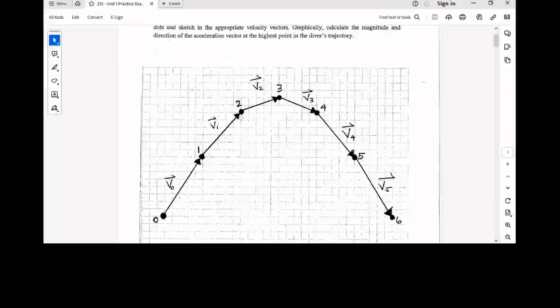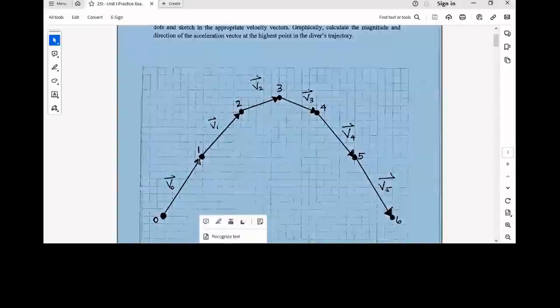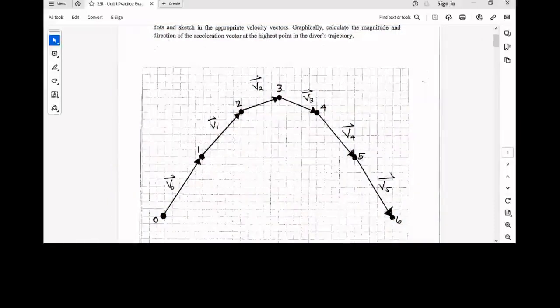So for a projectile, the acceleration in the X direction is equal to 0. That means that I move the same number of blocks over to the right between every adjacent pair of dots, but the vertical component of the velocity is going to shrink as you go to the highest point in the trajectory. And that occurs for me at t equal to 3. Again, the initial position and the initial velocity vector are arbitrary.